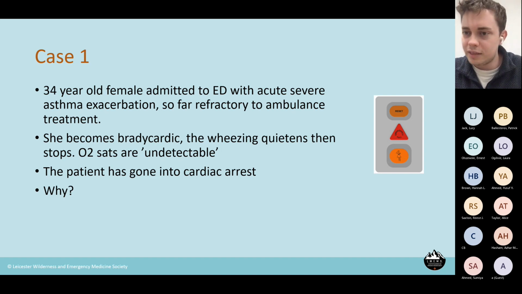If you want to, I think I can give you a box to enter your response in. Why do you think, in this case, what's the cause of this patient's cardiac arrest? Yeah, okay, fab.